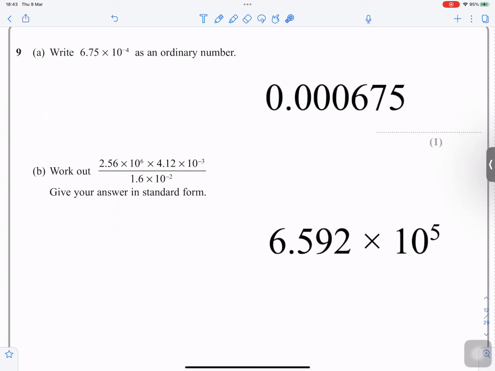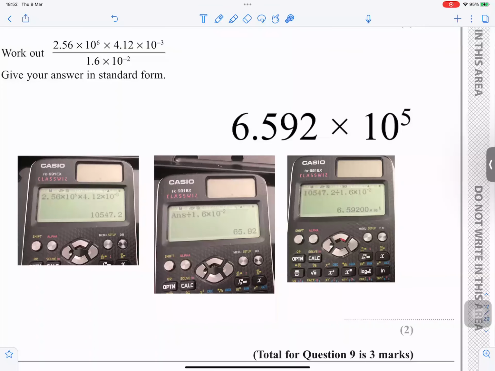Work out that expression, give your answer in standard form. The calculator will do it for you. You can go into the format in your calculator and get it to put it in scientific notation, and it will change it to standard form for you. So in your calculator, you would do the numerator first, 2.56 times 10 to the 6 times 4.12 times 10 to the minus 3. That will give you 10547.2.